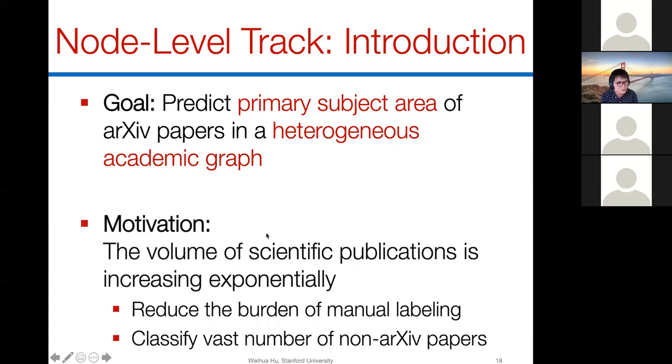And the motivation is that the volume of scientific publications is increasing exponentially. And these labels are often manually annotated. So we want to reduce the burden of manual labeling. And we also want to use this classifier to classify all the papers in this academic graph, including non-arXiv papers. So that's the motivation.